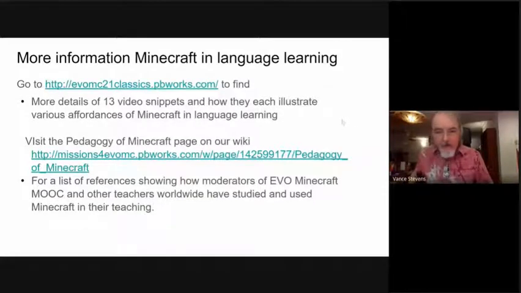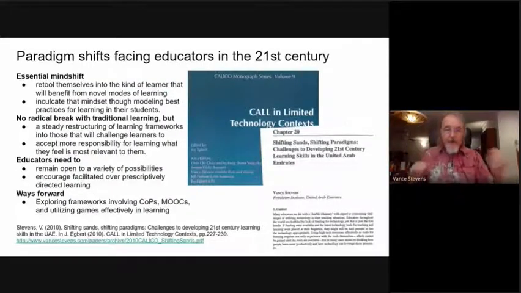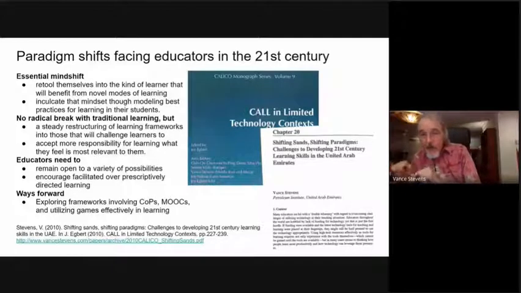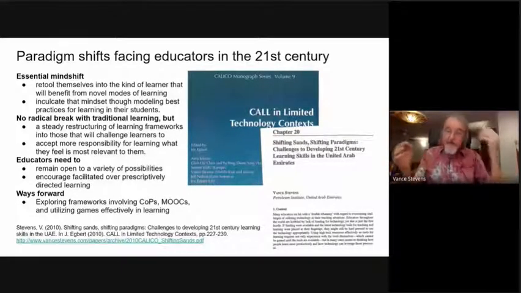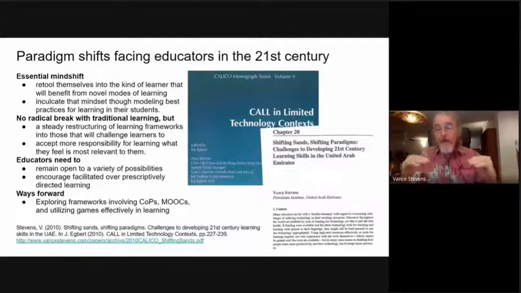And so, coming down to the end of this, this is a link to an article I wrote in 2010 about shifting sands, shifting paradigms. What I'm coming to is that educators need to perform a mind shift, a paradigm shift. They have to retool themselves into the kind of learner that will benefit from novel modes of learning, and they have to inculcate that mindset through modeling best practices for learning in their students. So in other words, teachers have to become master learners. They have to learn how to learn autonomously and then inculcate that into their students. Otherwise, you're just perpetuating a linear approach to learning.